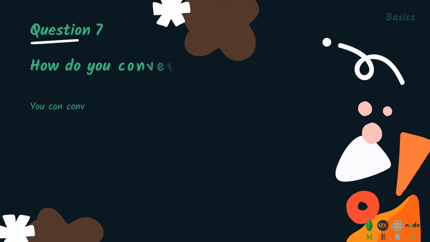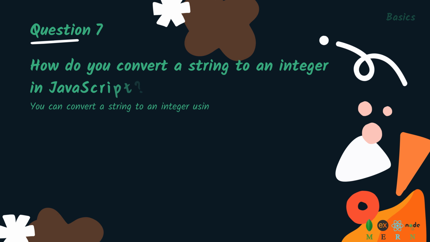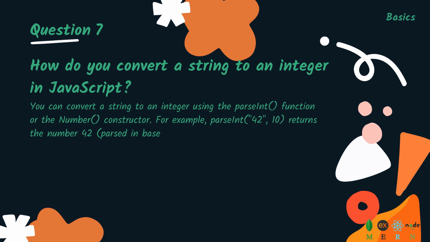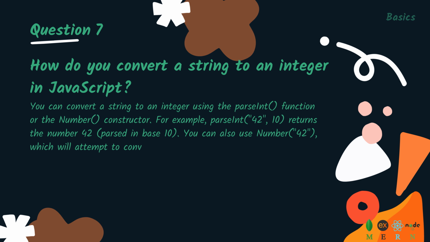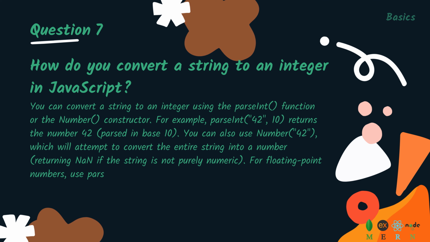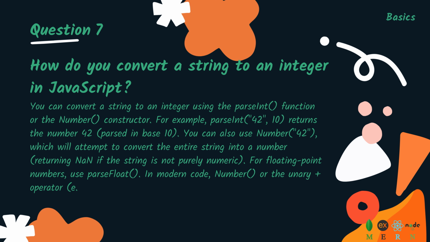How do you convert a string to an integer in JavaScript? You can convert a string to an integer using the parseInt function or the Number constructor. For example, parseInt('42', 10) returns the number 42 parsed in base 10. You can also use Number('42'), which will attempt to convert the entire string into a number, returning NaN if the string is not purely numeric. For floating point numbers, use parseFloat. In modern code, Number or the unary plus operator, e.g. +'42', is commonly used for conversion.